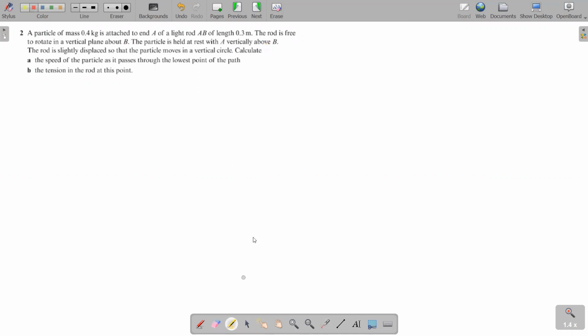Guys, this is important. If you try to do question number 2 in the exact same way I did question number 1, you will not get it correct, because the initial setup is different from the previous one. The particle is held at rest with A vertically above B. The rod is slightly displaced so that the particle moves in a vertical circle. Calculate the speed of the particle as it passes through the lowest point of the path.